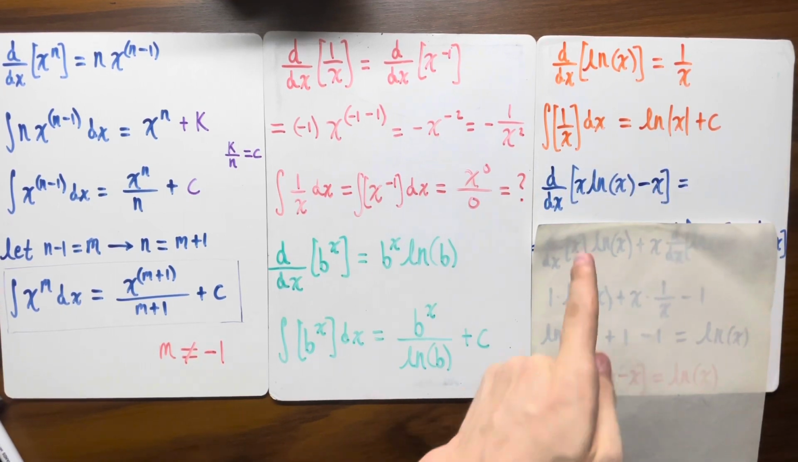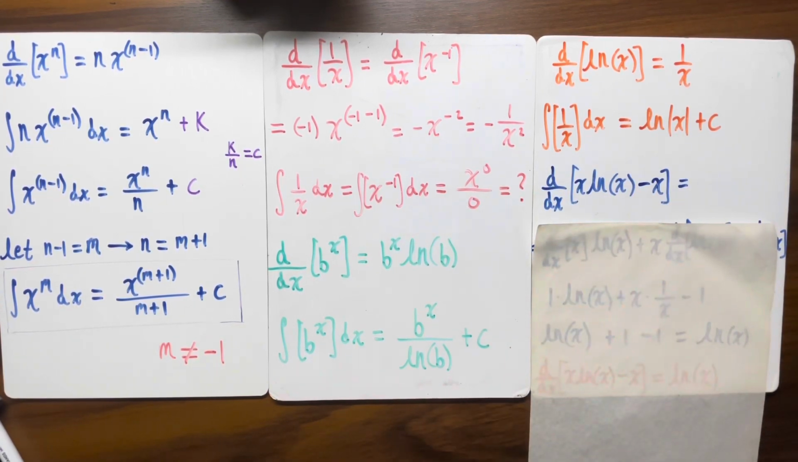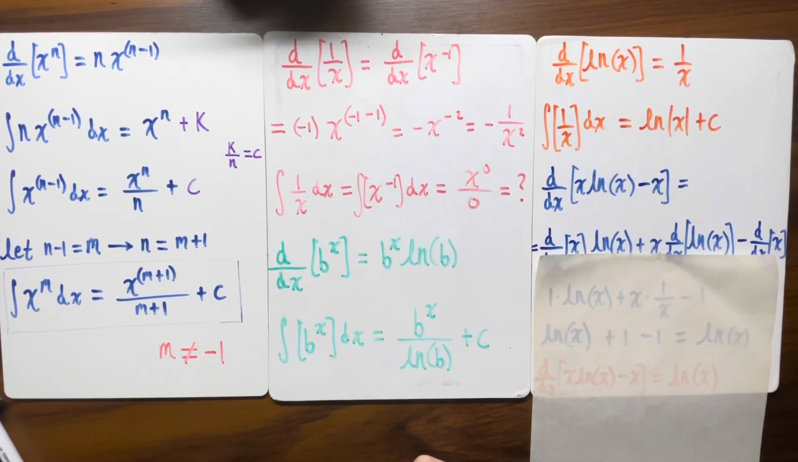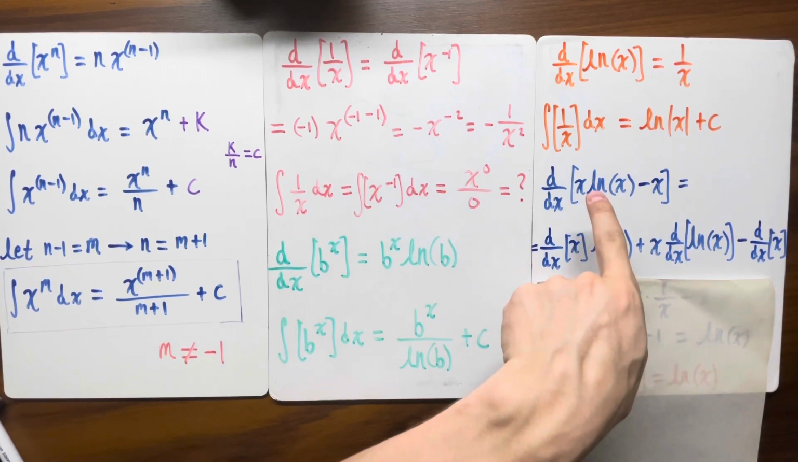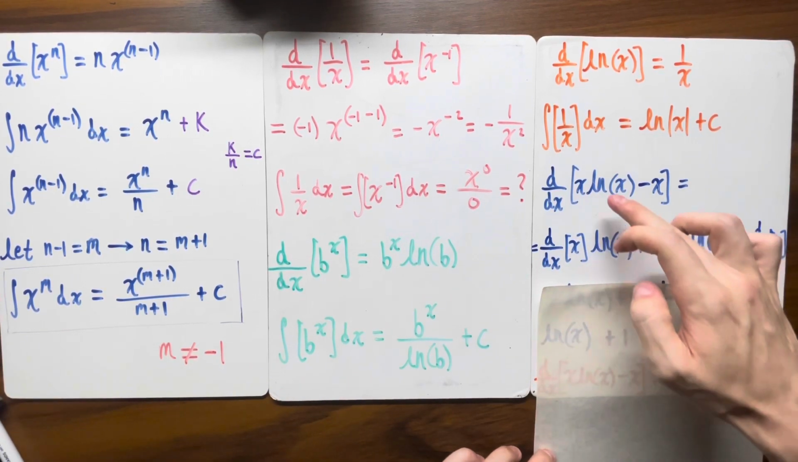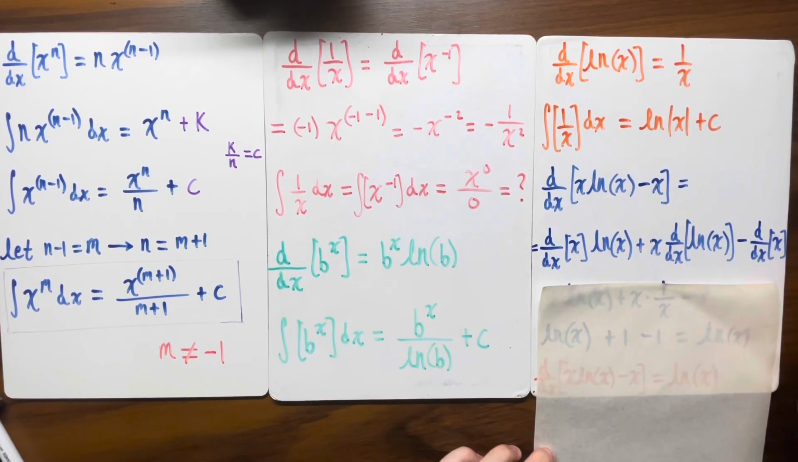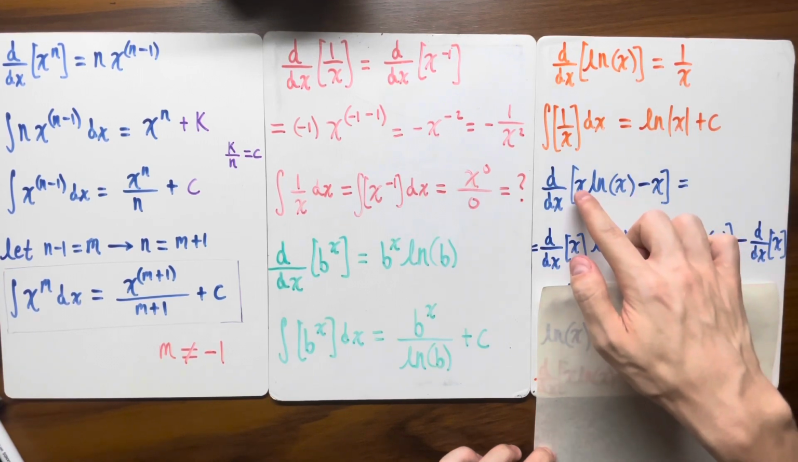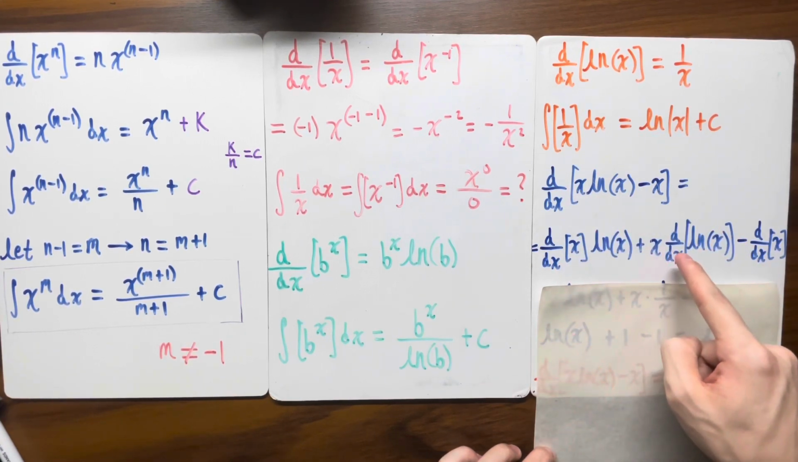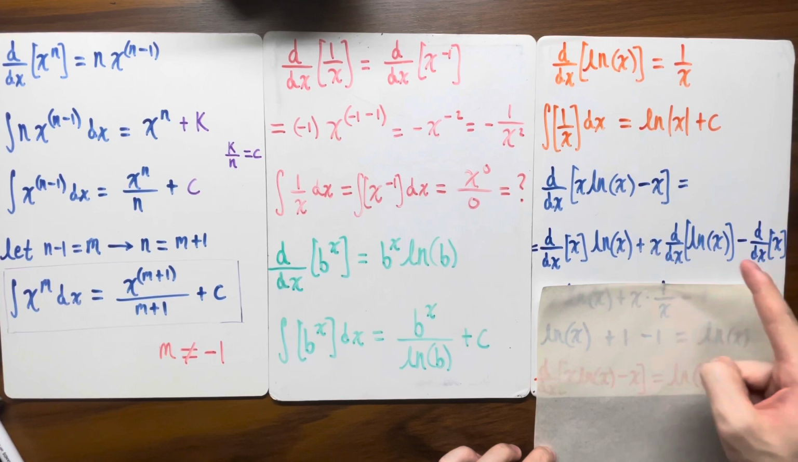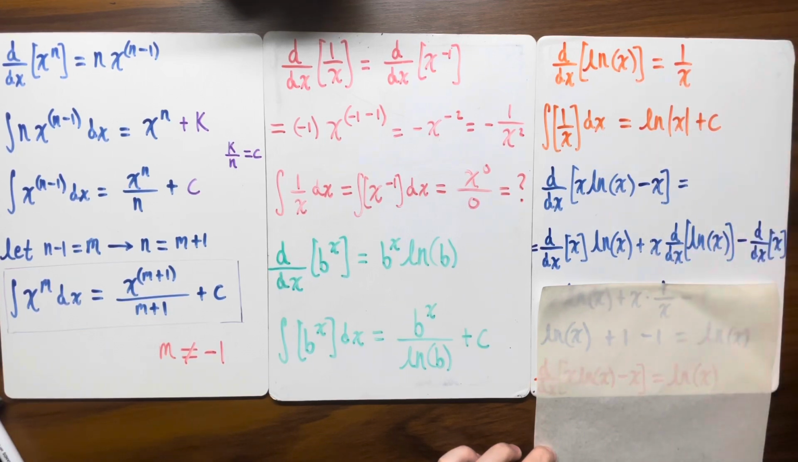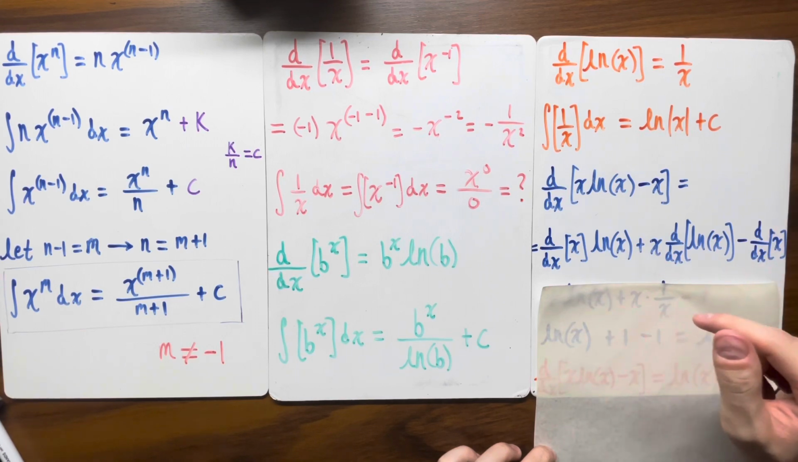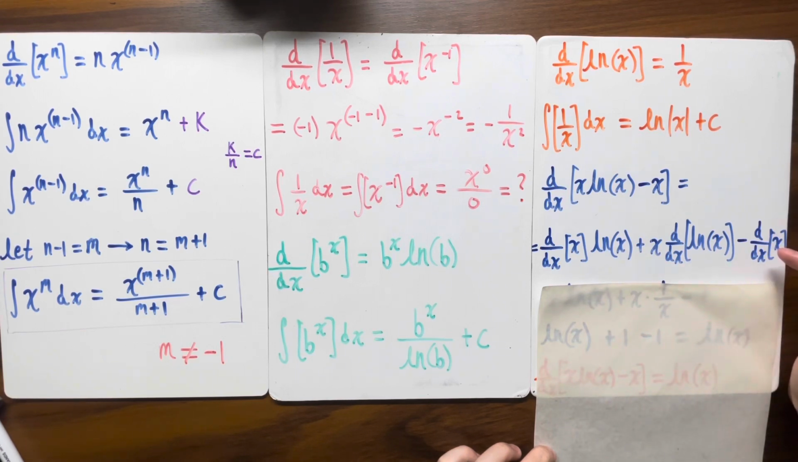Say we were trying to figure out the derivative of this expression, x ln of x minus x. So we would have to use the product rule for derivatives. So the derivative of the first piece of the function times the second piece, which is ln, plus the first piece of the function, so x, times the derivative of ln of x. Well, we know what the derivative of ln of x is. It's 1 over x. And of course, the derivative of x with respect to x is 1.